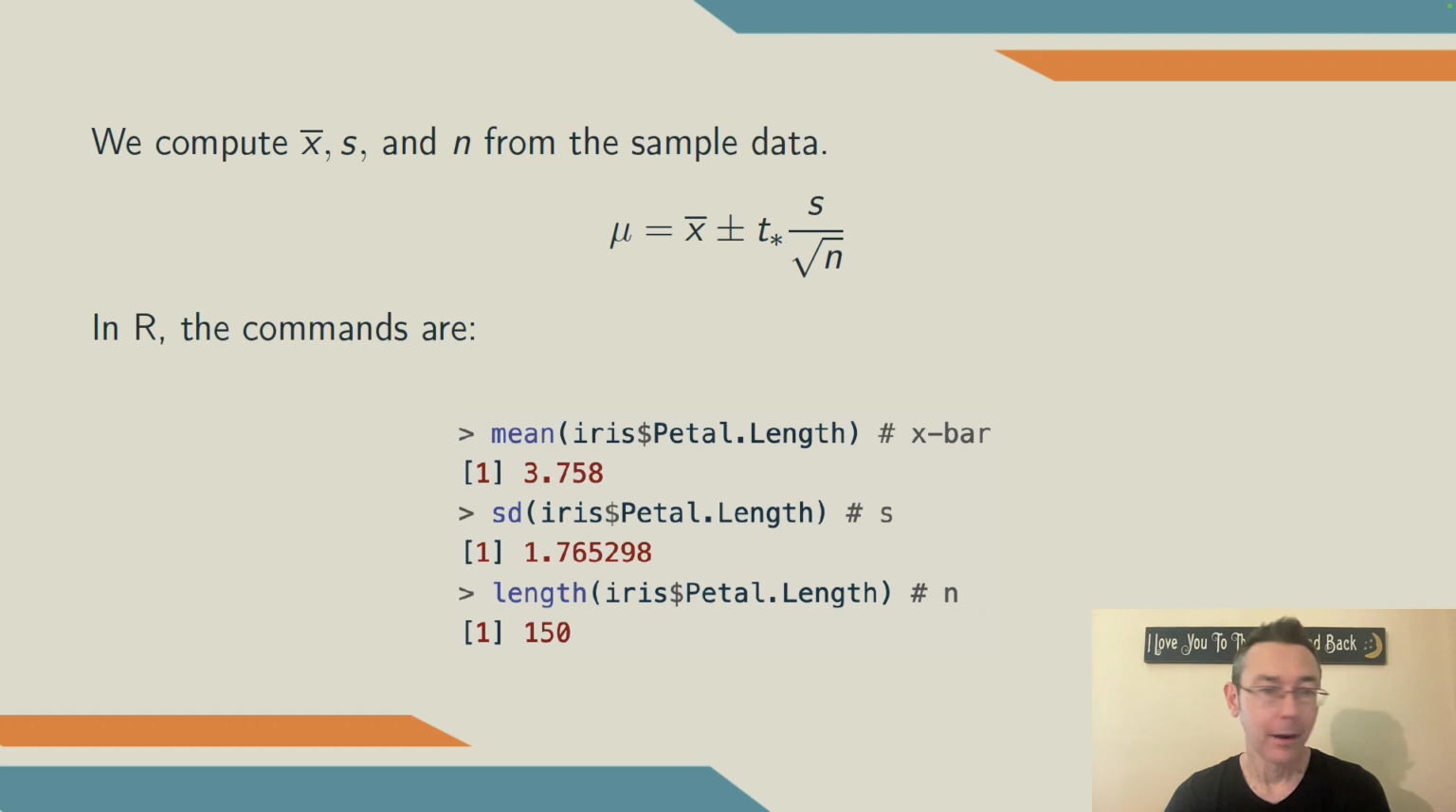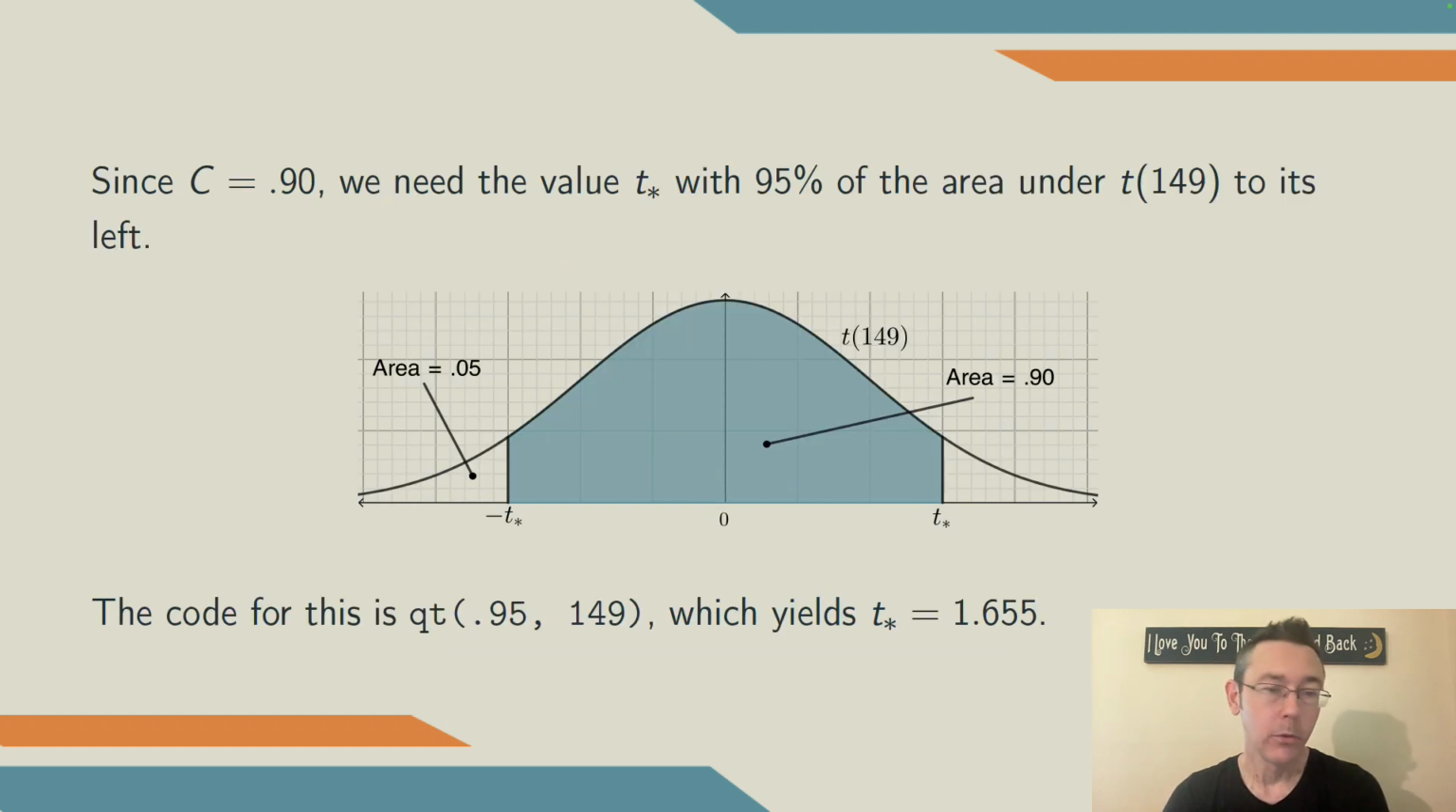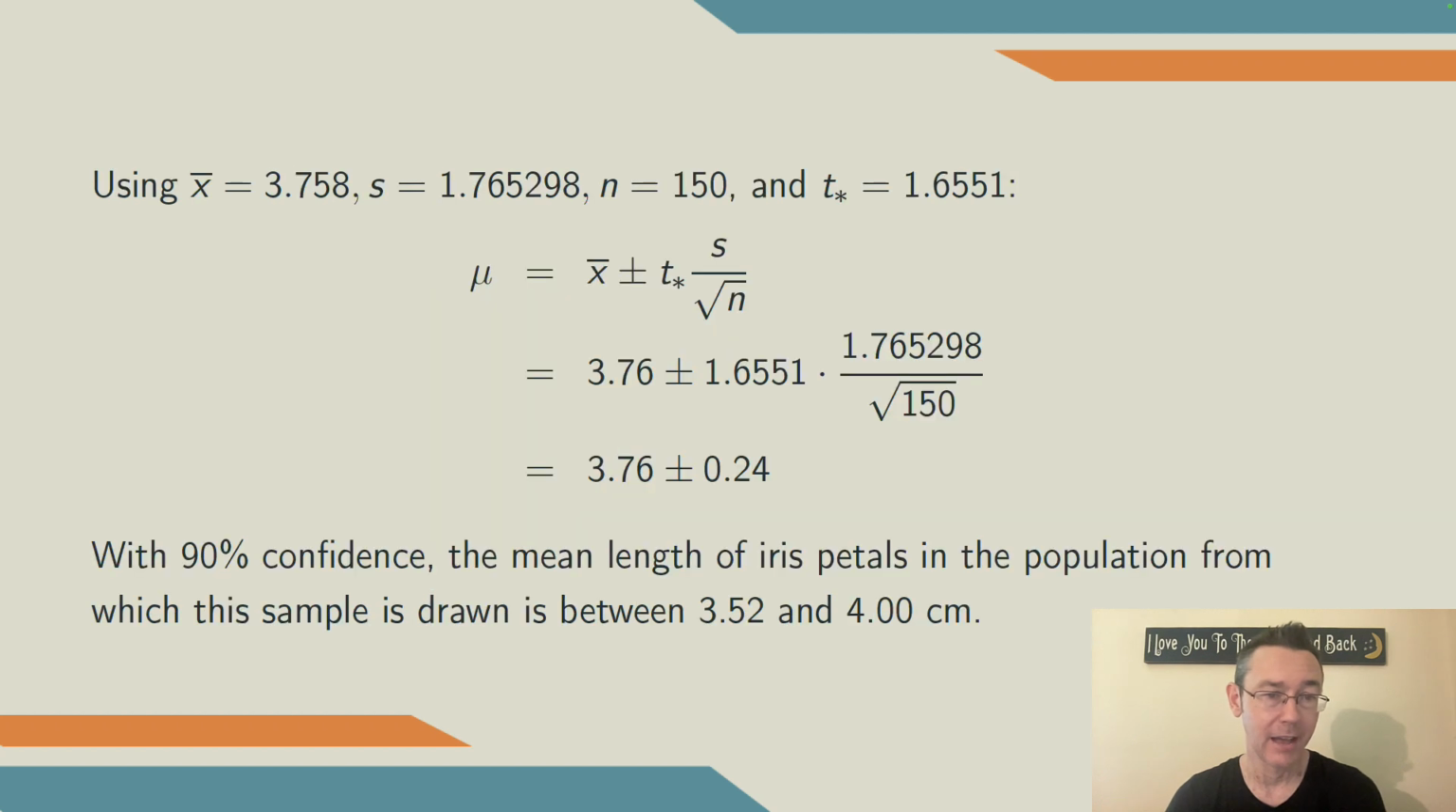So we need to compute x bar, s, and n from the sample data, just so we can plug into this formula. And in R, those commands are mean, sd, and length to get x bar, s, and n respectively. The main thing is to compute t star. Since we're at a confidence level of 90%, we need to find the value of t star with 95% of the area to the left. Because if we're leaving out 10%, there has to be 5% on either wing. I'm doing 90% plus 5% to get 95%. The R command here is qt of 0.95, 149, because the sample size is 150. Overall, that gives us t equals 1.655.